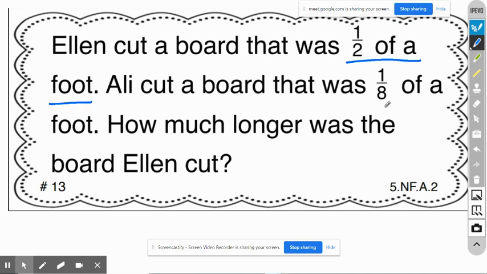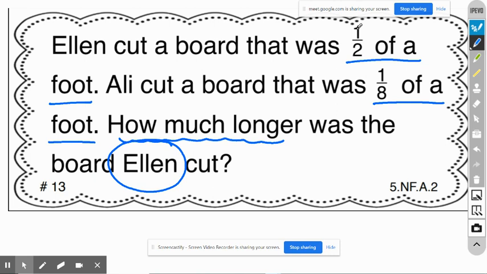And Ellie cut hers, that was what? Of a? Oh, are these the same wordings? They are the same wordings, right? Also, what does it say here? How much? What operation is that then, Christina? Mm, it's subtracting. And again, they're telling me which one has the longer board.